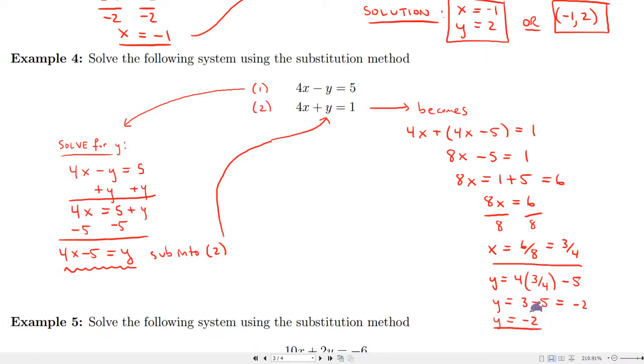So that's going to give us our solution. Maybe we'll write that up here. Solution: 3/4, negative 2. Or you can write them separately.